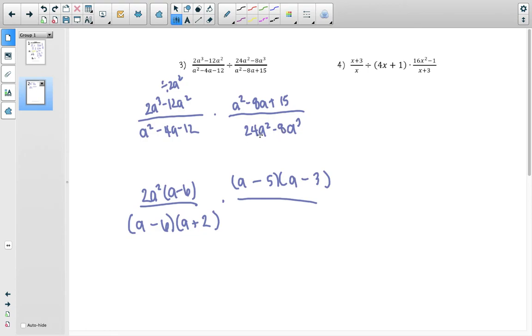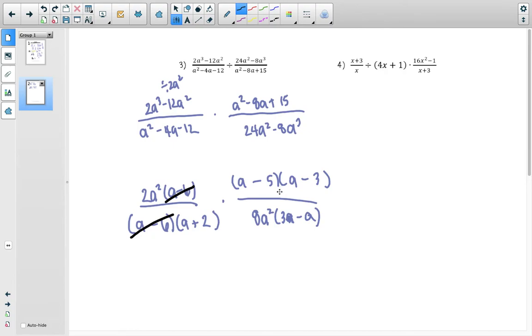And then numerically, they have an 8 in common on the bottom and a squared. So that leaves you with 3a minus, oops, that shouldn't have an a there. Get that over to that. 3 minus a. Okay, so we're going to see what we can get rid of. The a minus 6 can go away with this one.